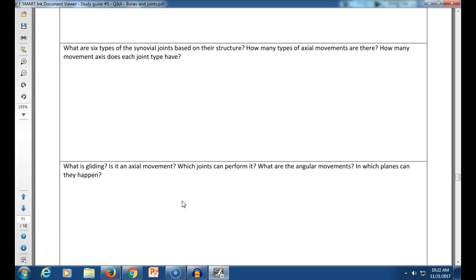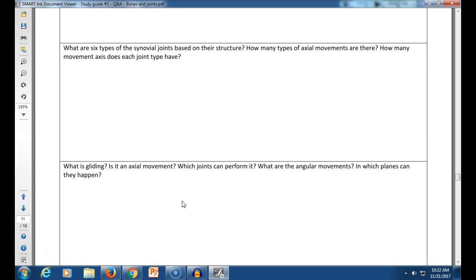Let's go. That's pivot, ball and socket, hinge, condylar, saddle, plane.